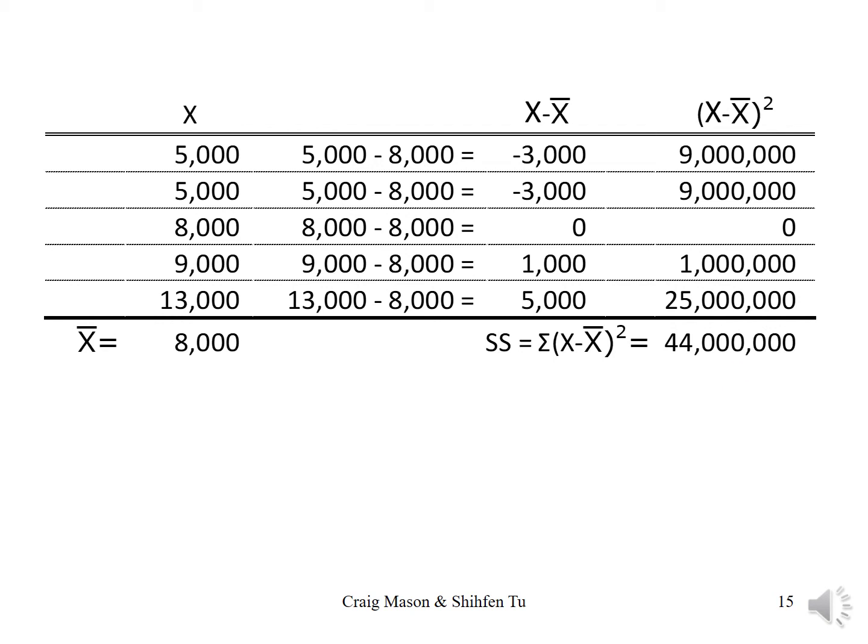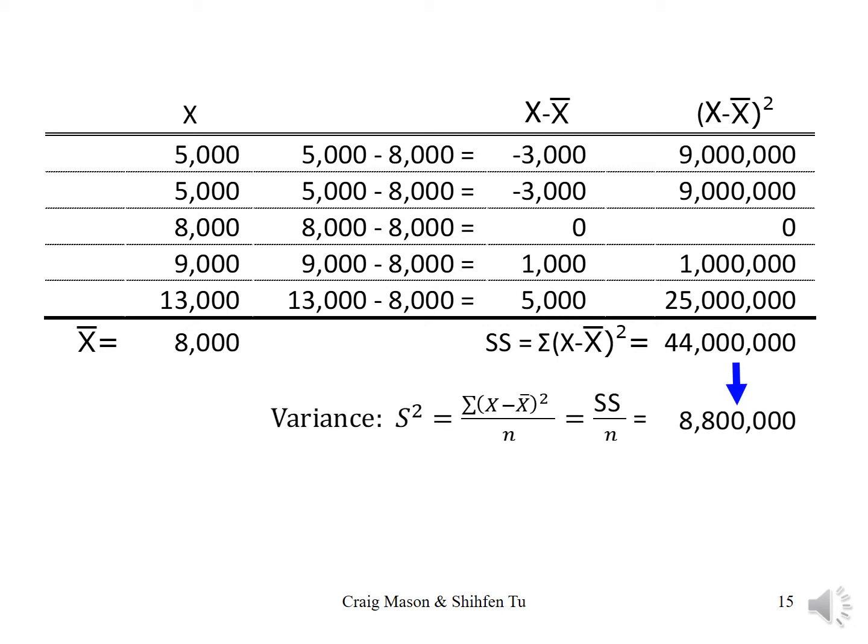We then divide by n in order to get the variance, s squared, which is 8.8 million. That's still huge given our scores ranged from 5,000 to 13,000, and it really highlights the point that when we're talking about variance, we mean squared values of whatever our units are. So our scores are 1,000 times larger, but the variance is 1,000,000 times larger.